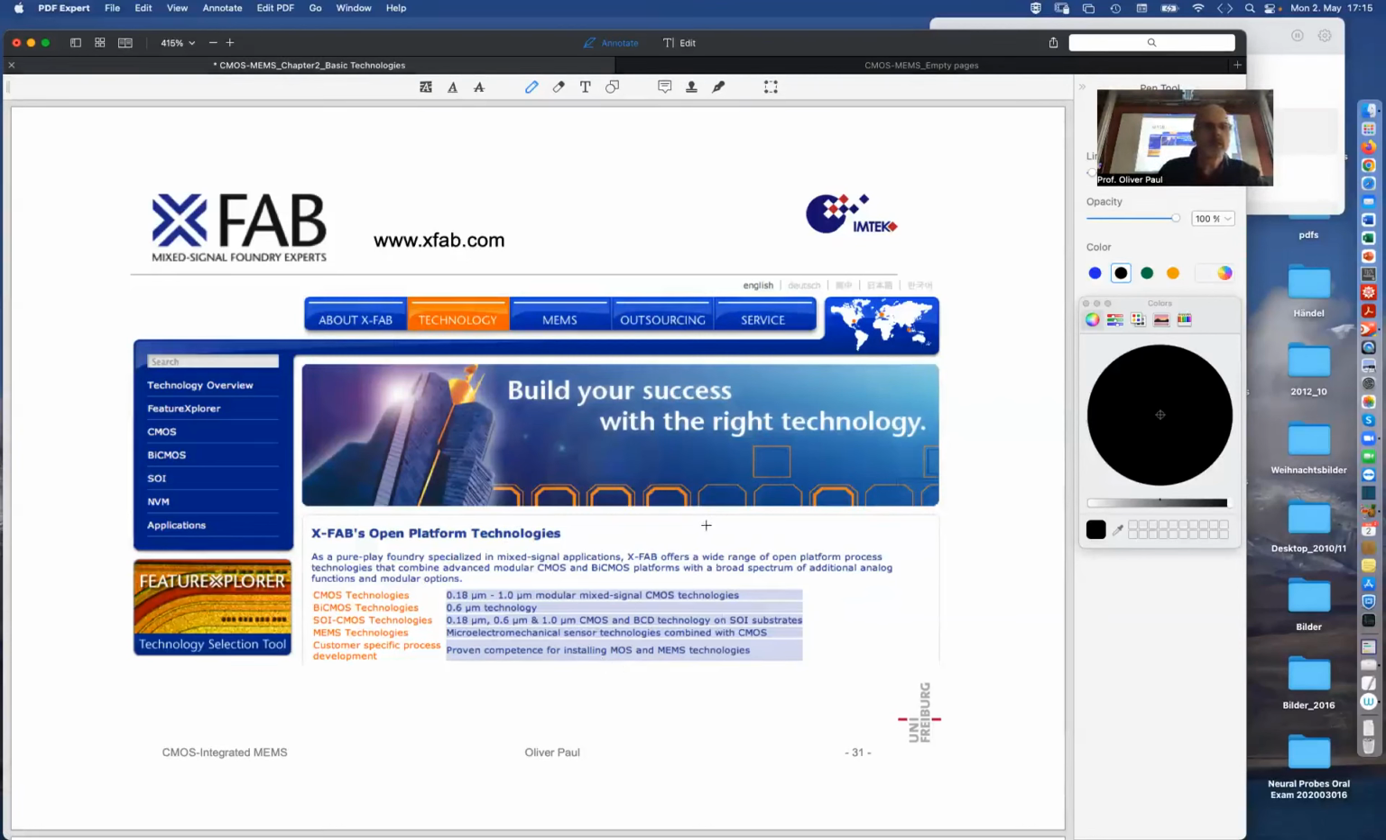You find that okay, X-FAB, for instance, does technology, CMOS technology, and they do also MEMS. They do outsourcing. Interesting. They have services. So this is the message, and then you can go in. And for instance, in technology, see, there are CMOS technologies from 0.18 micron to 1 micrometer. I think now it's 0.13. With X-FAB there is also bi-CMOS technology.